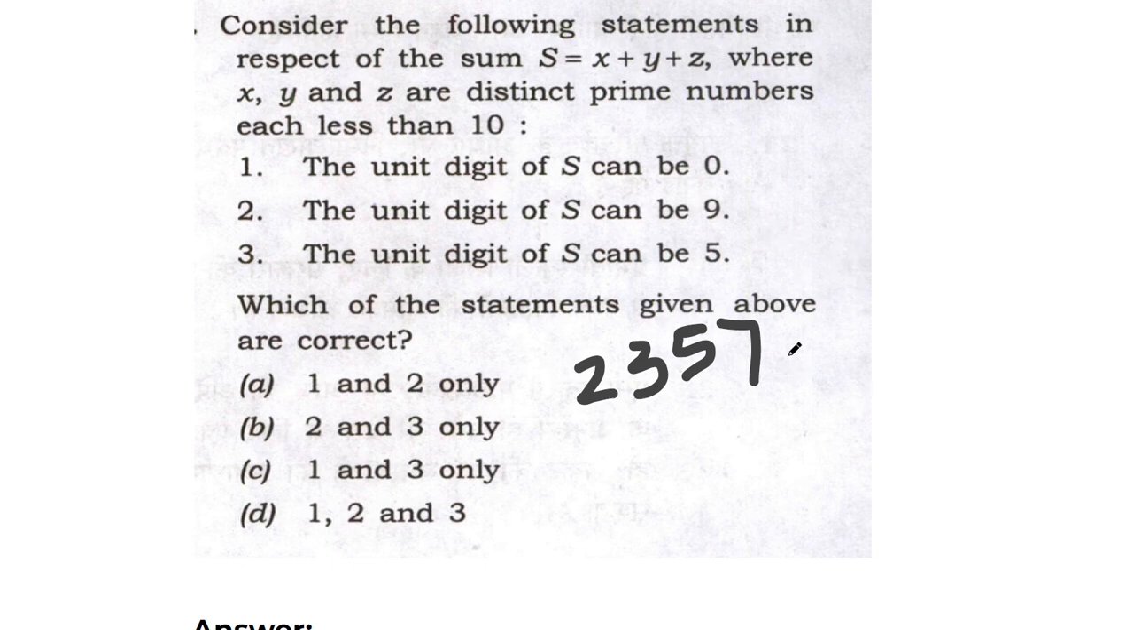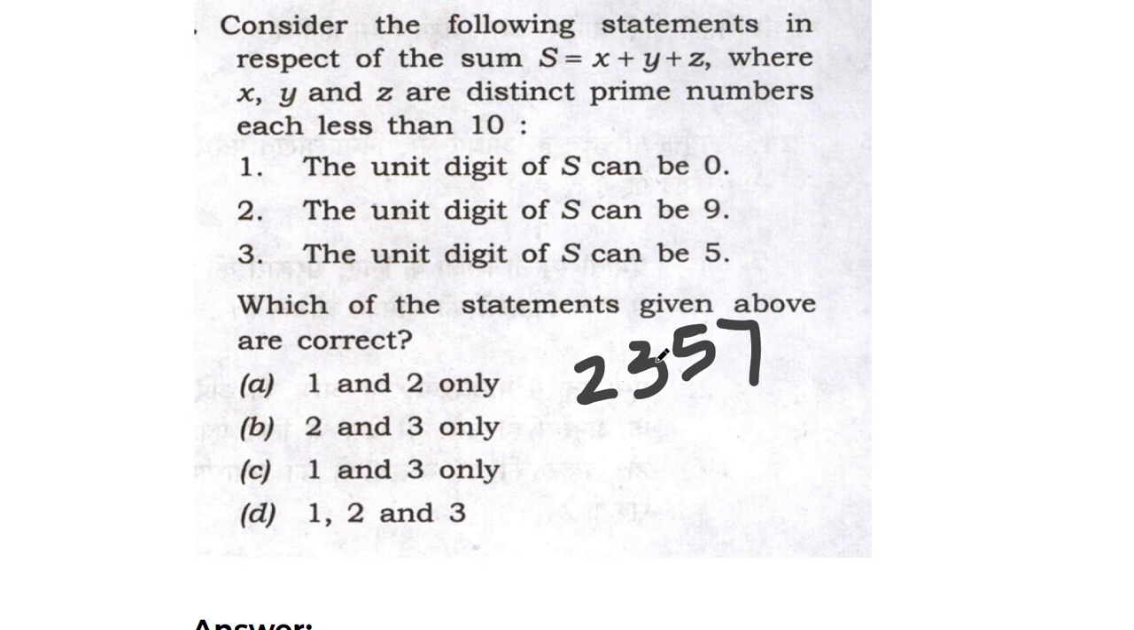So now we know the x value will be either 2, 3, 5 or 7. Similarly for y and z. The combination will be among these 4 values. Now they are asking about the unit digit of the sum. When you substitute any of these values in S is equal to x plus y plus z, you will get one sum, right? They are only talking about the unit digit. The unit digit of S can be 0, the unit digit of S can be 9, and the unit digit of S can be 5.